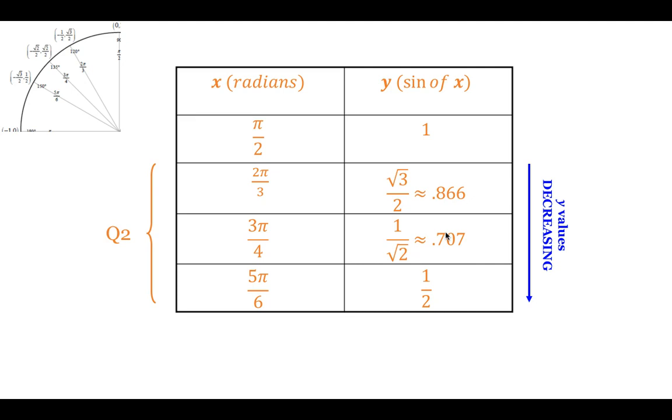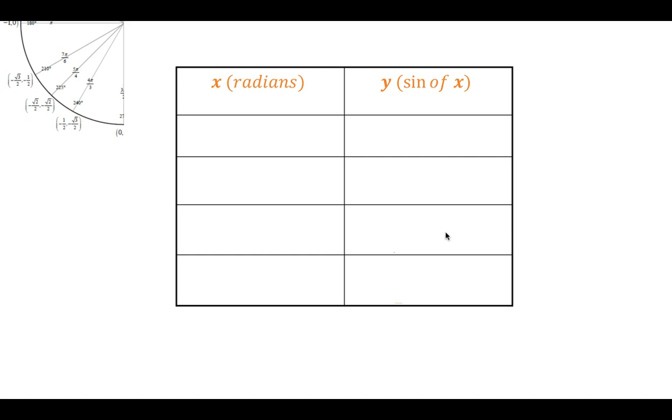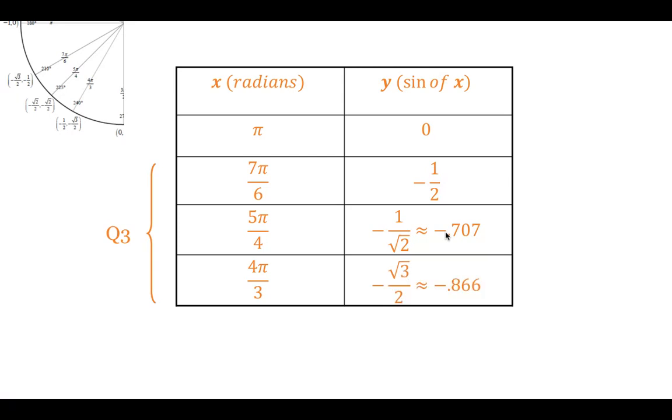What's going to happen in quadrant 3? Let's look at quadrant 3. So that boundary angle is pi, that one that divides quadrant 2 and quadrant 3. And then we've got 7 pi over 6, 5 pi over 4, and 4 pi over 3. So at pi, my sine of pi is 0. My sine of 7 pi over 6 is negative 1/2. My sine of 5 pi over 4 is negative 1 over root 2, or negative root 2 over 2. And my sine of 4 pi over 3 is negative root 3 over 2. All right, so what's happening here? They're still decreasing.